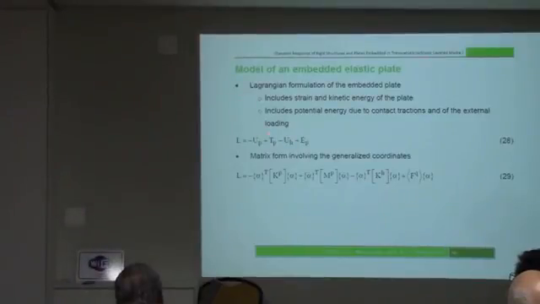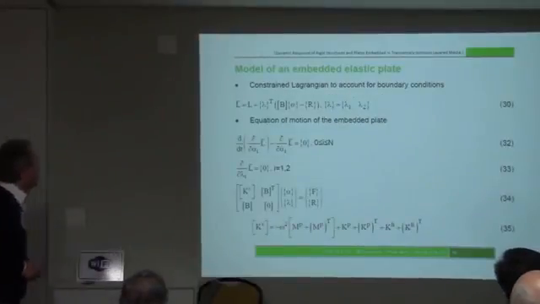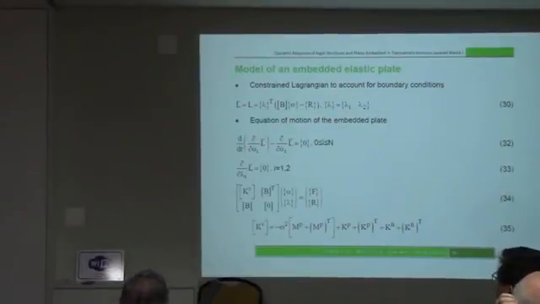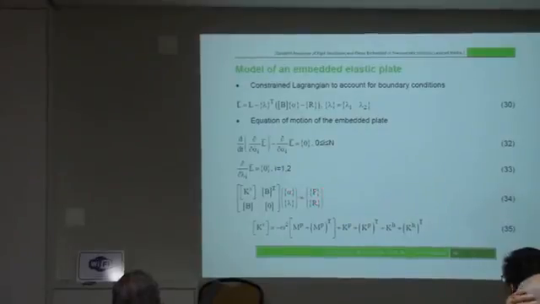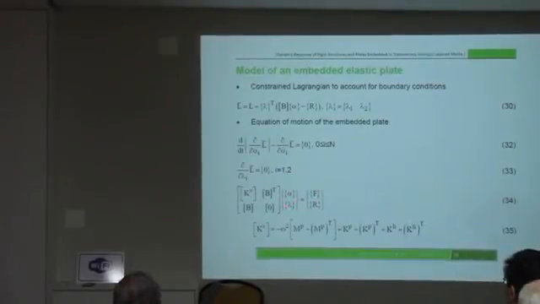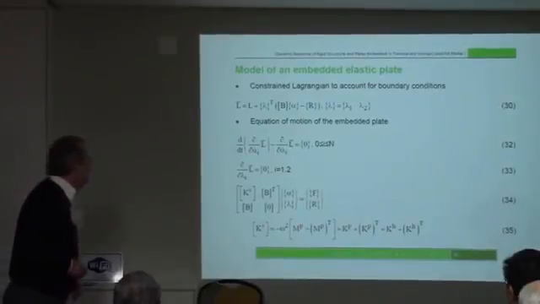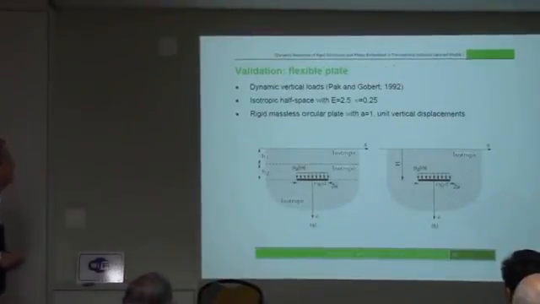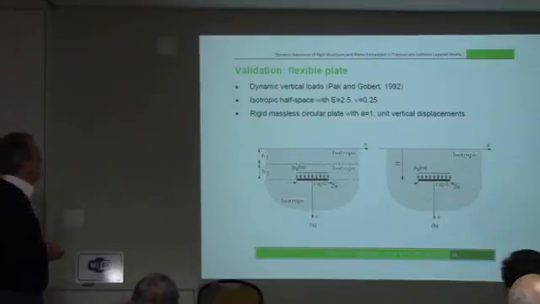We can build a Lagrangian including potential and kinetic energy of the plate, the half space, and external forces. This is the form of the Lagrangian. We can include boundary conditions through Lagrangian multipliers here. We can minimize it and come to a system of equations in which you give forces and boundary conditions. You look for generalized coordinates and Lagrangian multipliers being the elements of the matrix in here. So this is relatively easy to say, hard to implement, but we have experience.